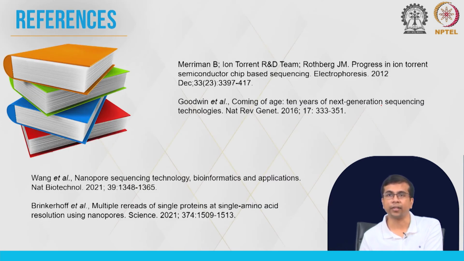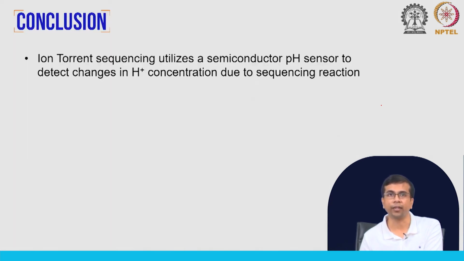Here are the references that we have used for this class, and to summarize, we have talked about two sequencing methods in this class. The first one was ion torrent sequencing. The ion torrent utilizes a semiconductor pH sensor and it detects changes in H plus ion concentration when the sequencing reaction is going on. When you synthesize the complementary strand of a DNA molecule, there is release of H plus ion every time a base is added. This change in H plus ion concentration is detected by the sensor, which then calls the base.